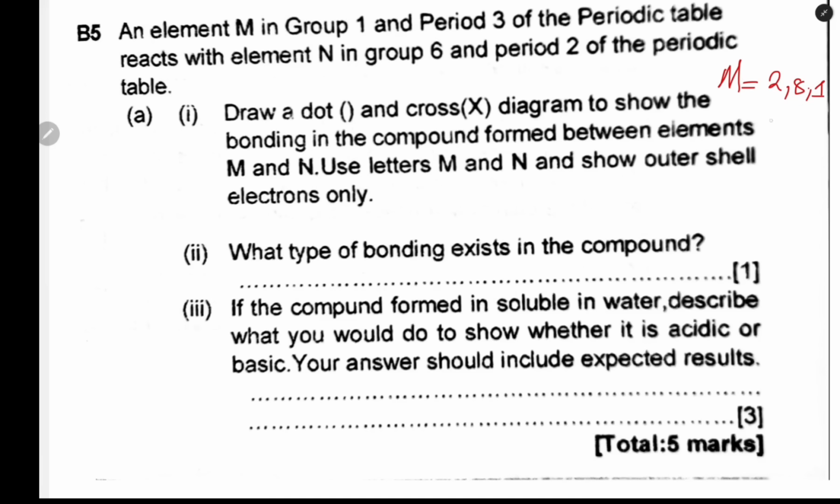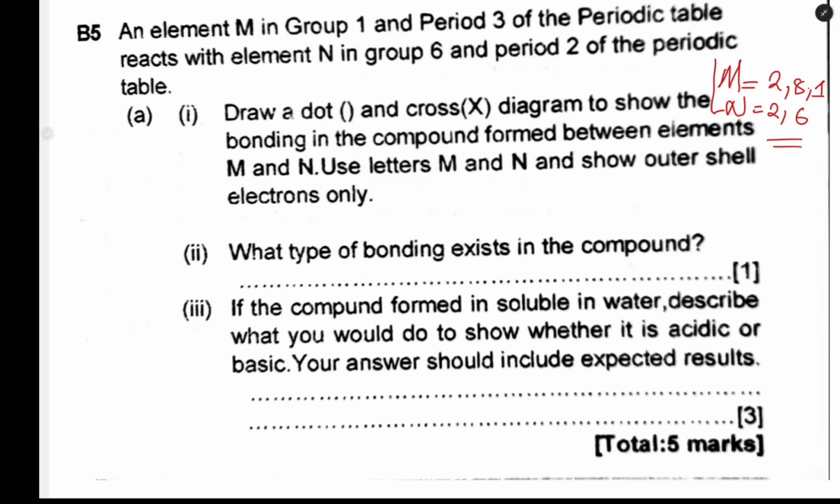Then element N is in group 6 and period 2. So group 6 means in the outermost shell it has 6 electrons, and of course 2 shells. So 2, 6. Okay, so we have these elements. It's very important that I write these because it's going to help me answer the question. The first question is draw a dot and cross diagram to show the bonding in the compound formed between element M and N. Use letters M and N and show outer shell only.